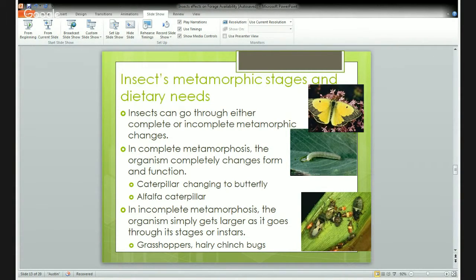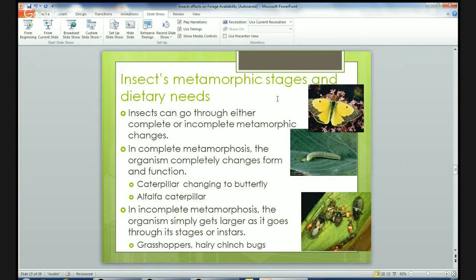All right, so a butterfly, and I know this might be a shocker to you, probably not, but just sit down for a minute. A butterfly doesn't always look like a butterfly. I know that's crazy. No, they start out looking like a little larva, a little caterpillar. Caterpillars become butterflies. I know you knew that. I was being sarcastic. But that's called complete metamorphosis. It's late, I'm tired. In complete metamorphosis, the organism completely changes form and function.